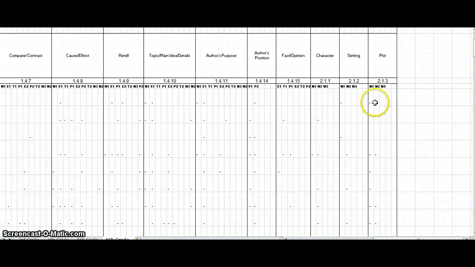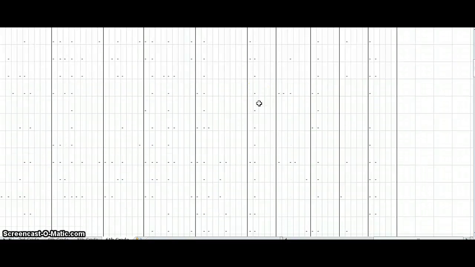Plot is the last one. You have N1, N2, and N3, and plot would be a characteristic for a narrative text, along with setting and character. So you're not going to see those in the persuasive, technical, and expository texts. Those would be very specific to a narrative. Fact and opinion is also very common for expository and persuasive text, so you wouldn't see that in a narrative text. So you can see the patterns here that you need to look at.